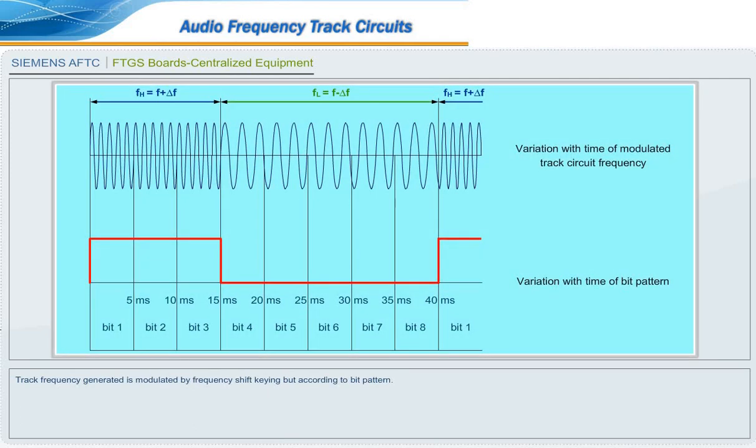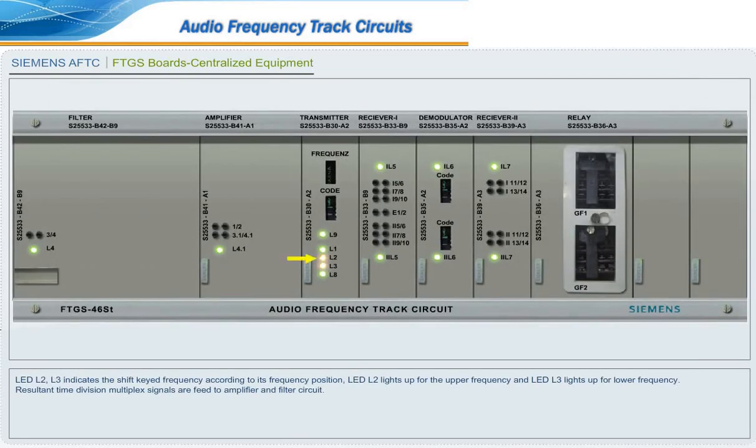The track frequency generated is modulated by frequency shift keying, according to the bit pattern. LEDs L2 and L3 indicate the shift keyed frequency according to its frequency position. LED L2 lights up for the upper frequency and LED L3 lights up for the lower frequency. The resulting time division multiplex signals are fed to the amplifier and filter circuit. LED L1 indicates the voltage output of the amplifier.